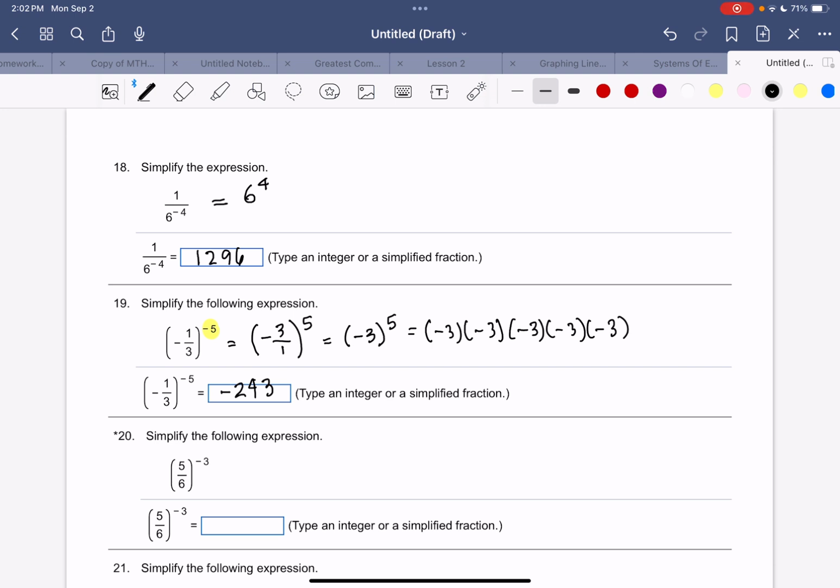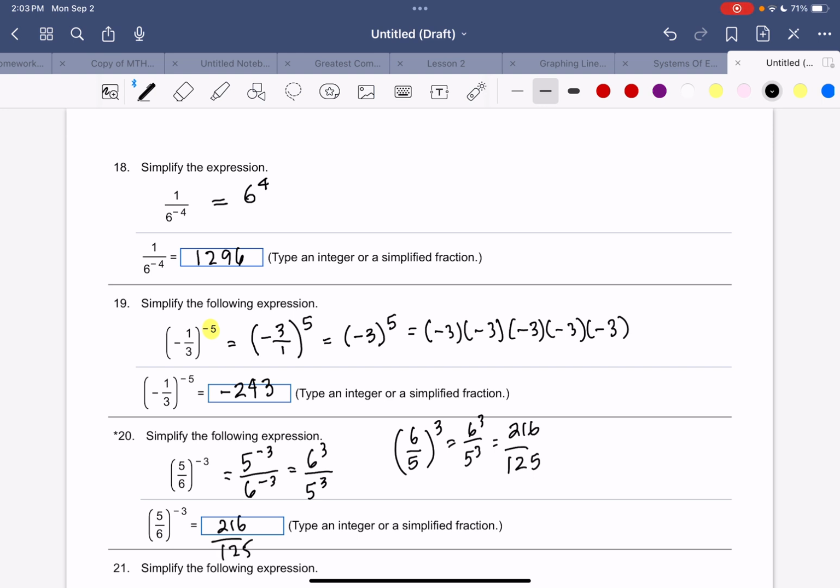Now, there are a couple of ways to do number 20. One is to apply the quotient rule. It says the top and the bottom of a quotient both get the exponent. And then change these bases to the opposite part of the fraction, or just flip the guy over from 5/6 to 6/5 and raise it to the third, and you get the same answer. 6 to the third over 5 to the third is 216 over 125.